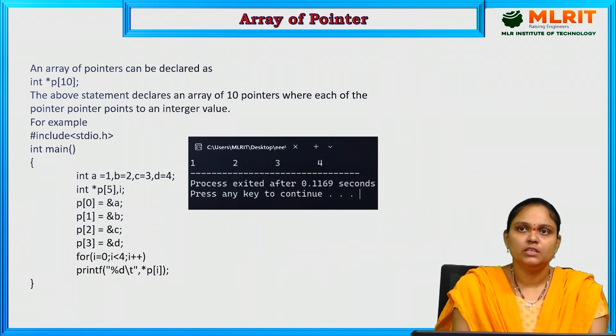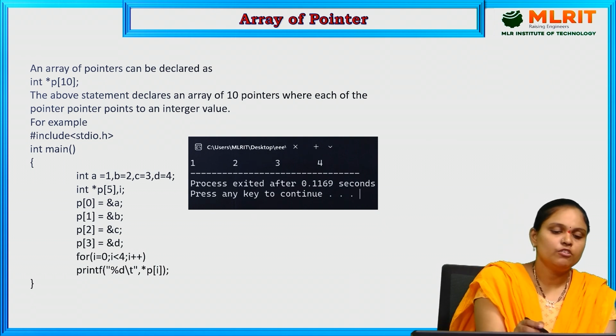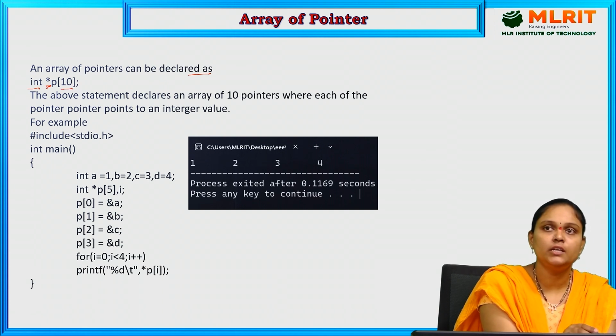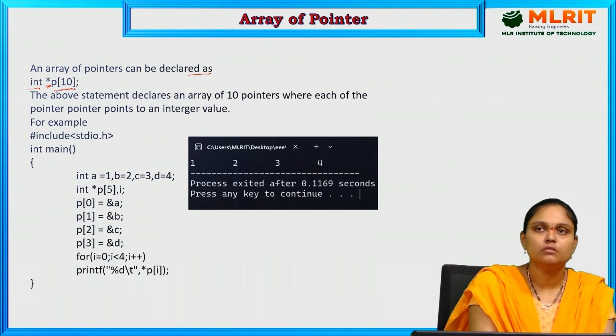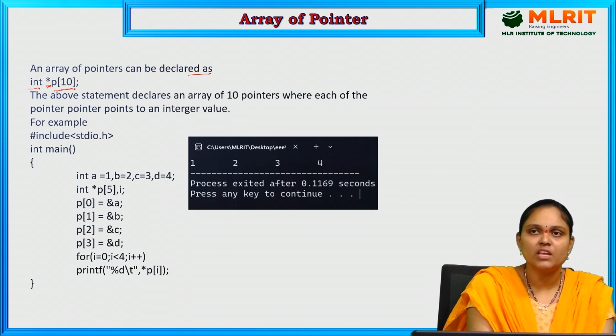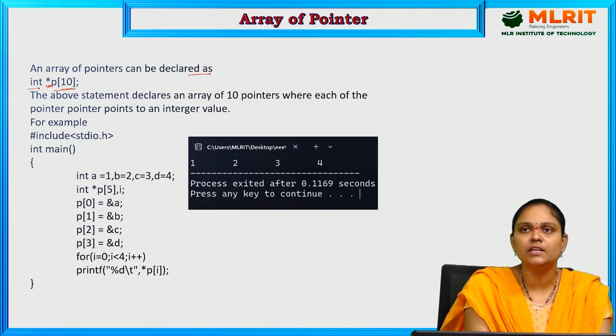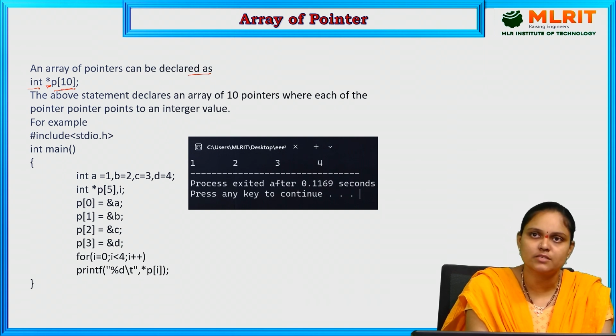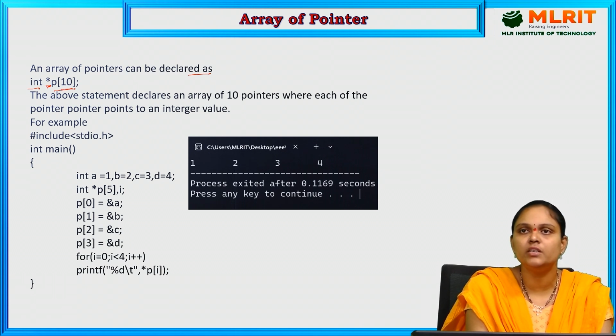So next is the array of pointers. An array of pointers can be declared as integer data type and array and also a pointer. So we are creating a pointer to the elements, which means we are creating an array and in that array we are storing all the addresses. Instead of values, we are storing the addresses. This is nothing but the array of pointers. So in that particular array, we are storing all the pointer values.